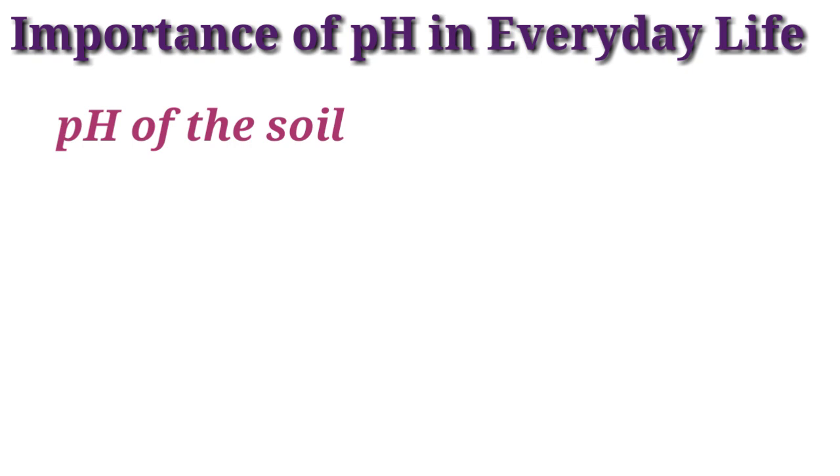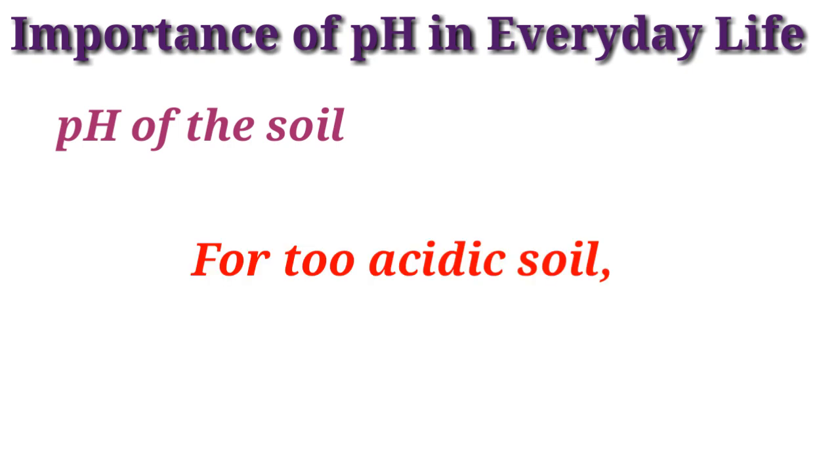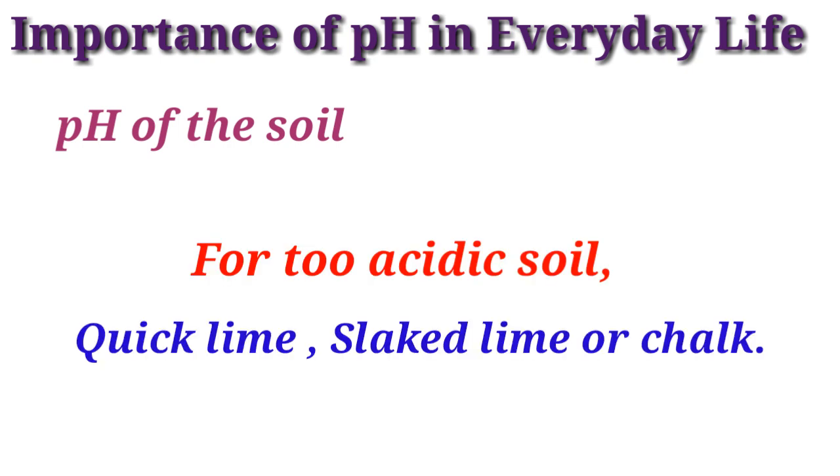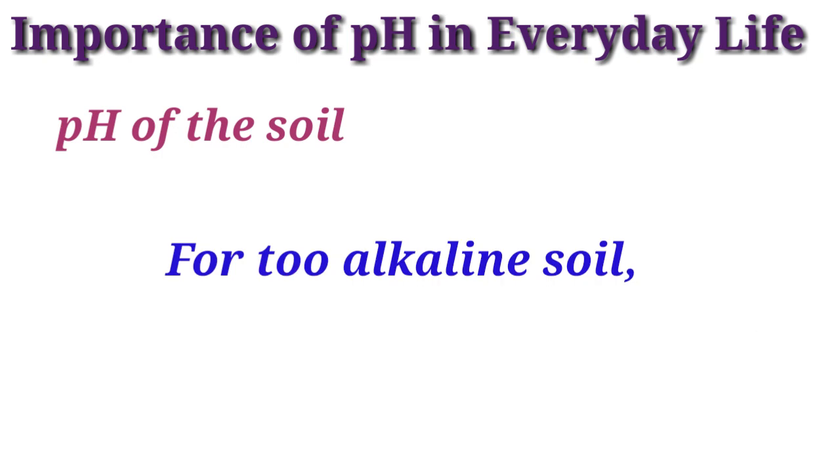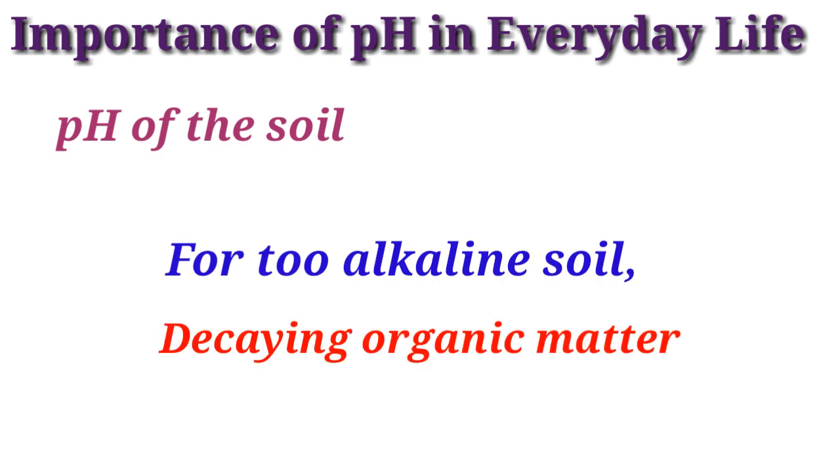The pH of the soil is affected by the use of chemical fertilizers in the field also. Chemicals can be added to soil to adjust its pH and make it suitable for growing plants. If the soil is too acidic, then it is treated with basic materials like quicklime, slaked lime or chalk. These bases react with the excess acid present in the soil and reduce its acidity. If the soil is too alkaline, then its alkalinity can be reduced by adding substances containing acidic materials like decaying organic matter.